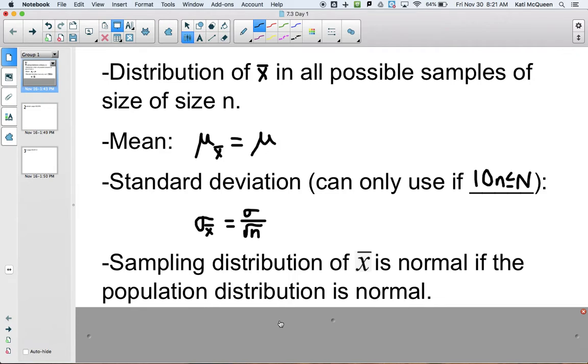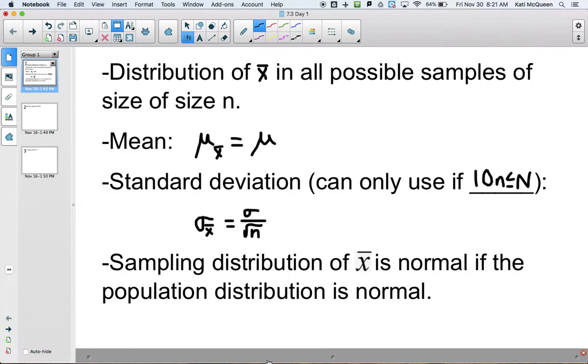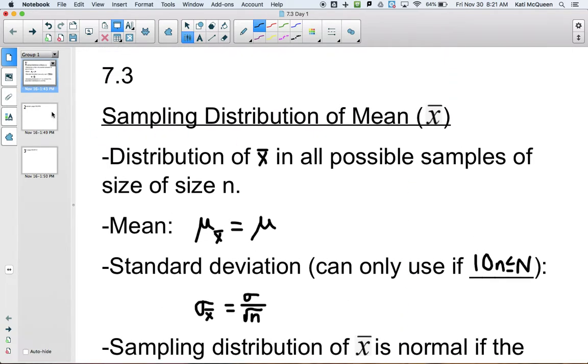Okay, thinking about shape then. This part differs from proportions the most. The sampling distribution of x bar is normal if the population distribution is normal. We're going to look at another option in our second set of notes for 6.3, but for now we're going to say the sampling distribution is only normal if we're given that our original population is normal. So this piece would have to be given. If it's not, then for now we don't know what to do with it. So we'll look at that later on.